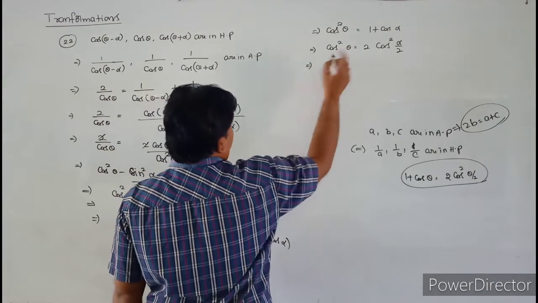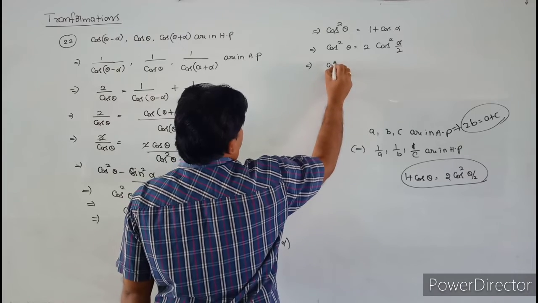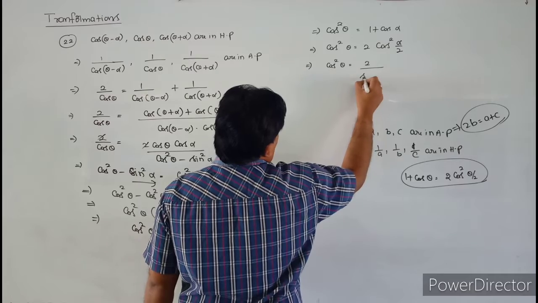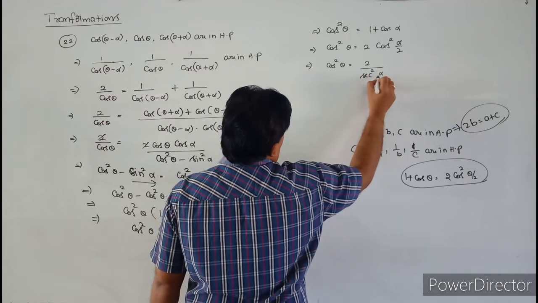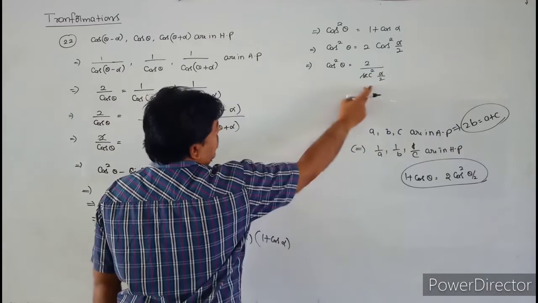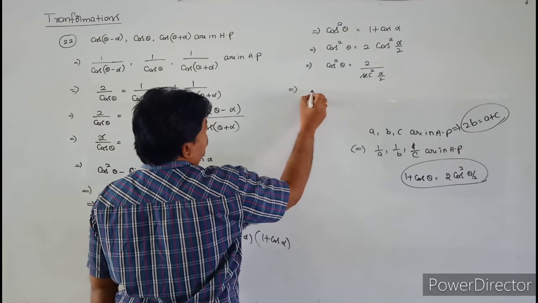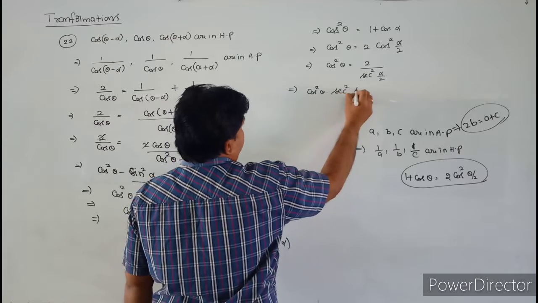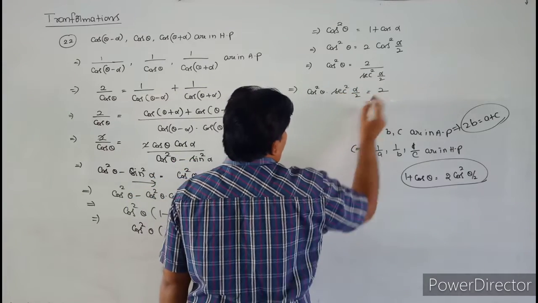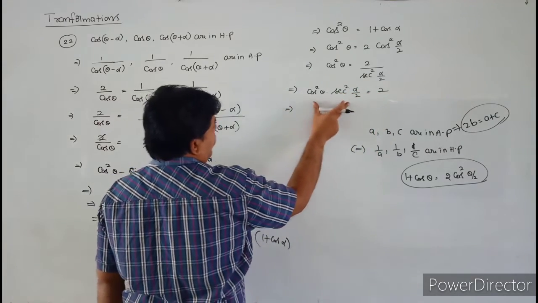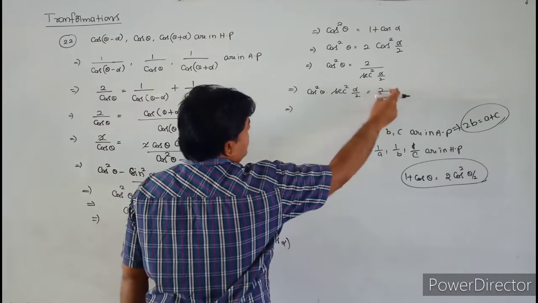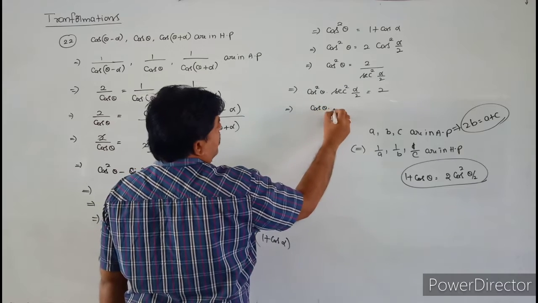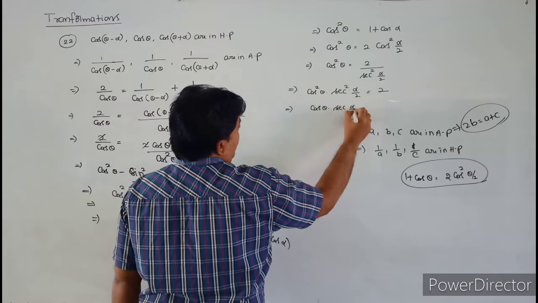So what I will do? Cos square theta is equal to 2, and taking this into the numerator it will become secant square alpha by 2. So take this term to this side, what happens? Cos square theta into secant square alpha by 2 is equal to 2. If you remove the square on this side, you will get plus or minus square root on the other side. So that is nothing but cos theta into secant alpha by 2.